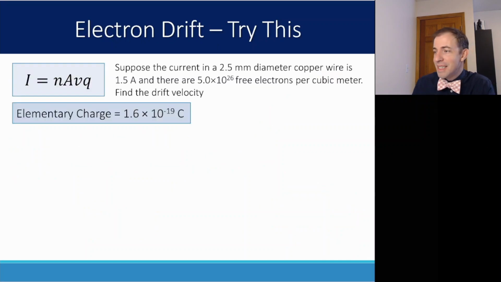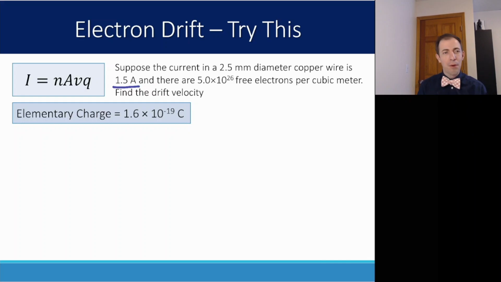All right, so let's see what this actually means for us. We're going to go through an example here. The hardest part is going to be units. So suppose that the current in a 2.5 millimeter diameter wire is 1.5 amps, and there are 5.0 times 10 to the 26th free electrons per cubic meter. Find the drift velocity.